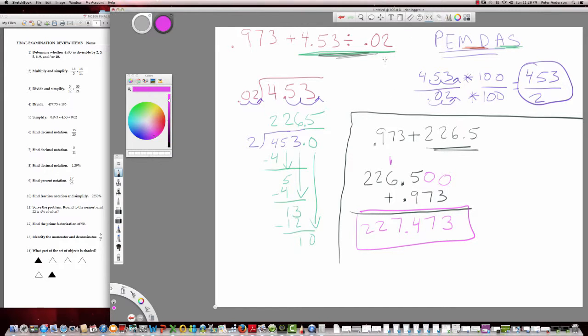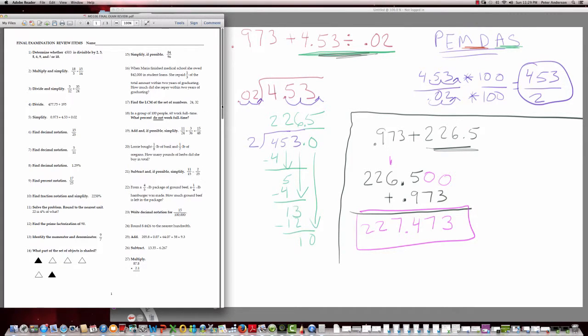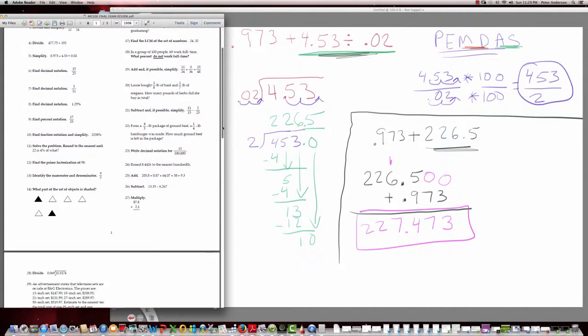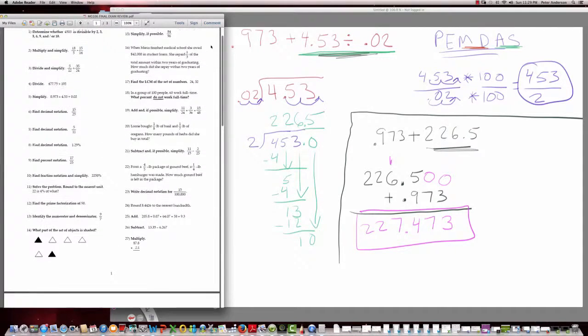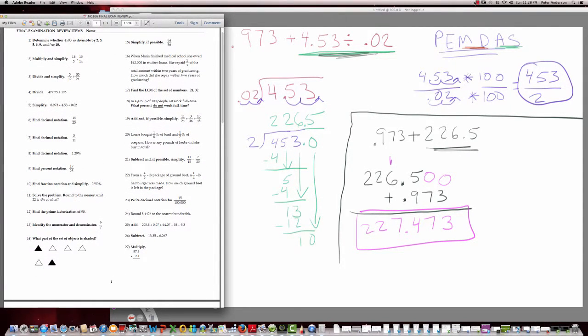So just remember, in the beginning, you've got to divide before you start adding. But it will give you the correct answer if you follow that process. And in case you're curious, look here, we're talking about number 5. And number 5 is 227.473. Okay, so hopefully that was clear. That makes sense. And I will see you in the next video.